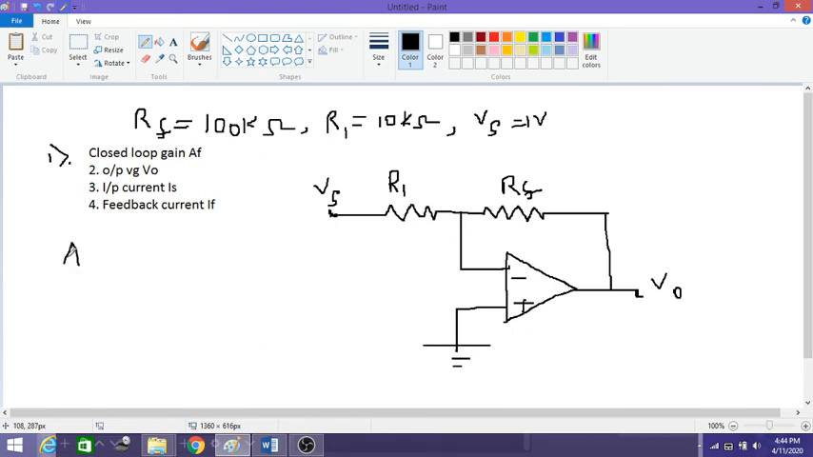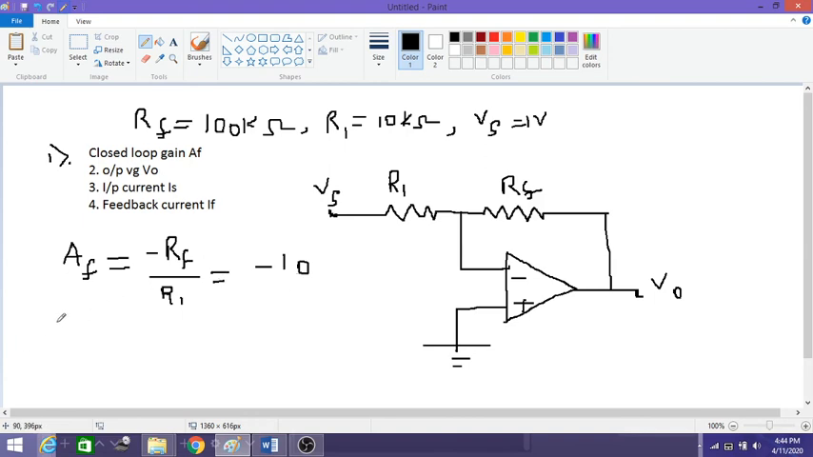First it is asked to find the AF, so we can straightaway calculate this. This is equal to, we know the formula, minus Rf by R1. Substitute the values: it is 100 kilo by 10 kilo, so you will get minus 10. Remember, there is no unit for gain, so the value is minus 10.